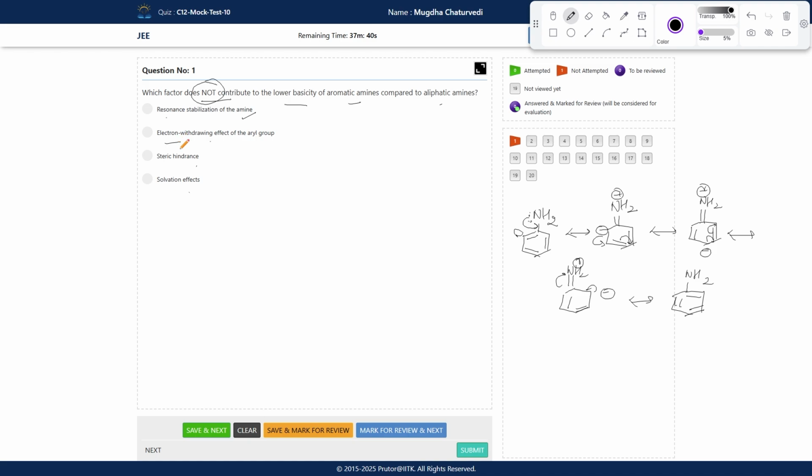Next, electron withdrawing groups pull the electron density away from the nitrogen, and this also decreases the basicity. The solvation effect tells us how the protonated form interacts with water. So the factor which contributes the least is steric hindrance. The right answer for this question will be C, that is steric hindrance. Okay, let's move on to the next question.